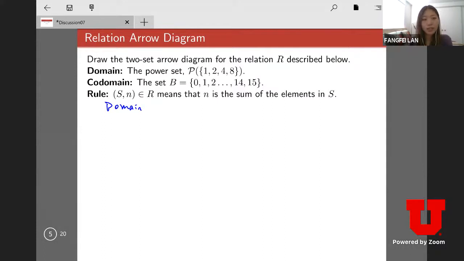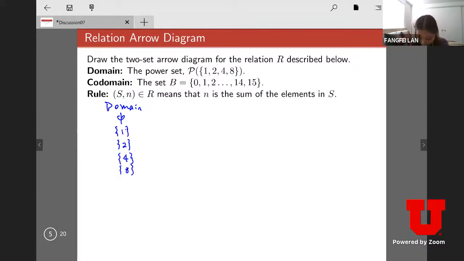What's the first thing? The empty set. Yep, the empty set. And then what do we have? The single element ones? 1, 2, 4, and 8.